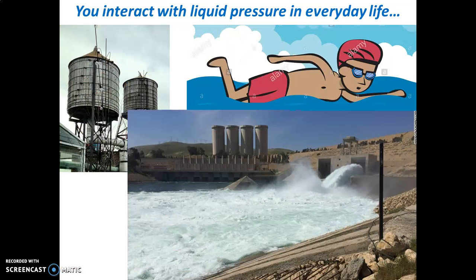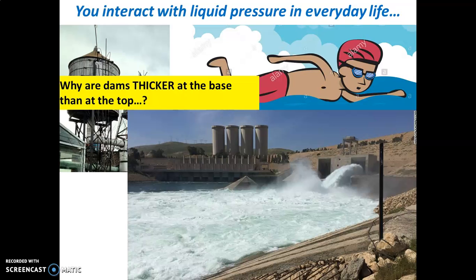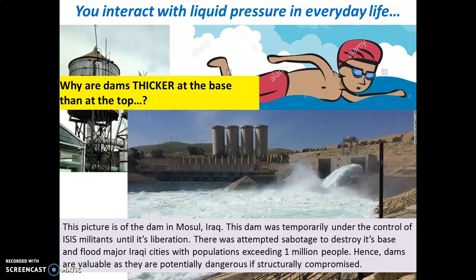Well, here's another one then. I hope you know what it is, it's a water dam. Now, here's a question for you to think about. Why are dams thicker at the base of their infrastructure than at the top? Why are they thicker? Think about water pressure. Think about depth of water. Why are they thicker at the bottom of their design, and they are thinner at the top of their infrastructure and design? Why are they thicker at the base?